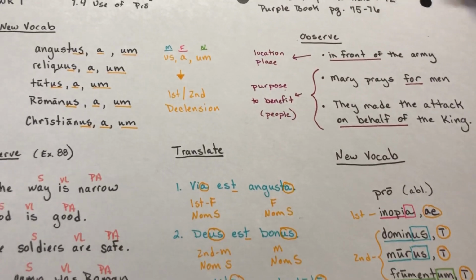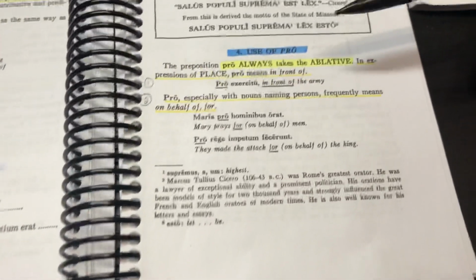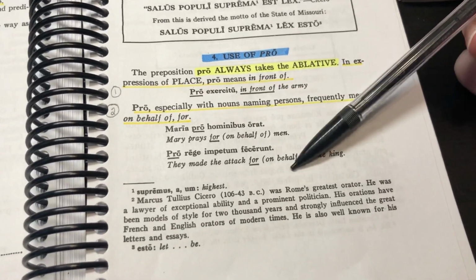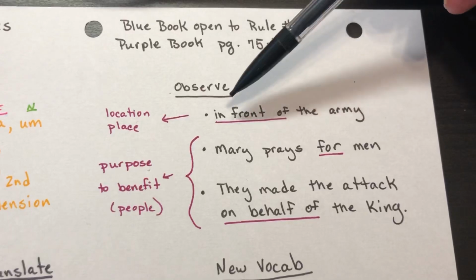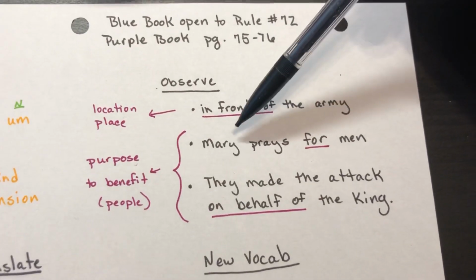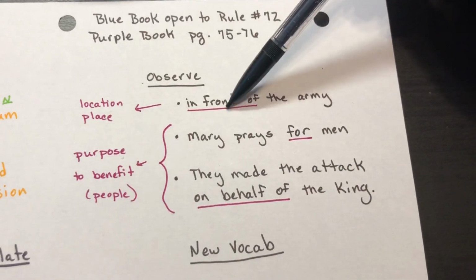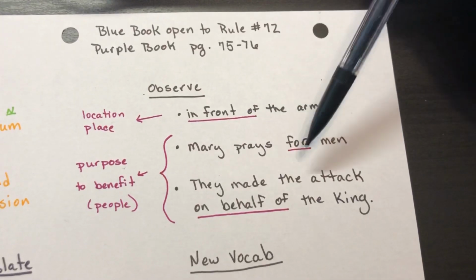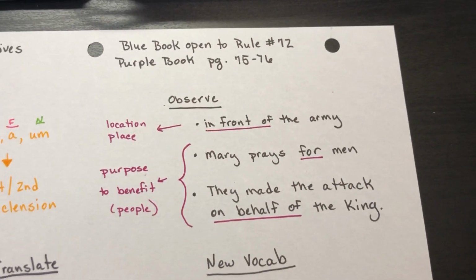And then we will go to the next part of the lesson, which is right here. It's the use of Prō. And I'll probably pull some of these English sentences and put them on the board for them to see. And that would be these right here. In front of the army, Mary praised 4 men. They made the attack on behalf of the king. And I'll underline these 3 phrases or words right here and ask them what they think those mean. And we'll talk through that a little bit.